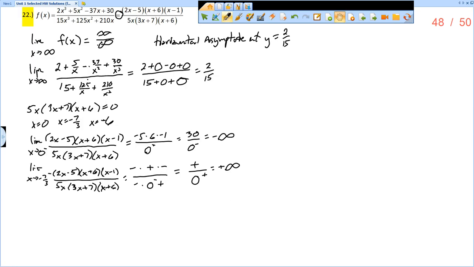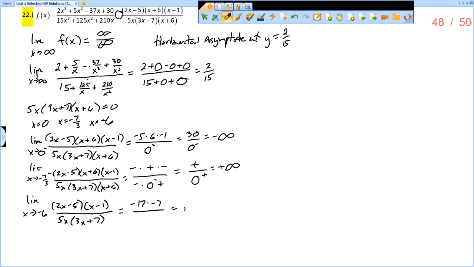And then lastly, we have the limit as x approaches negative 6. So now one thing that I want you to realize is that x plus 6 could reduce, right? And so that would mean we're left with 2x minus 5 times x minus 1 over 5x times 3x plus 7. And so x plus 6 is no longer a factor. So if we plug in, we get 2 times negative 6, so negative 12 minus 5, negative 17 times negative 6 minus 1 times negative 7.